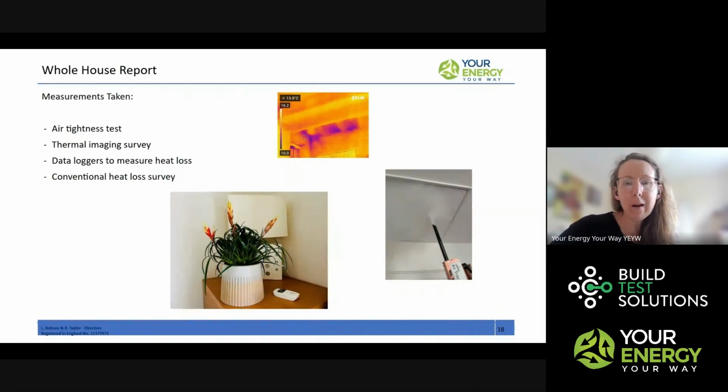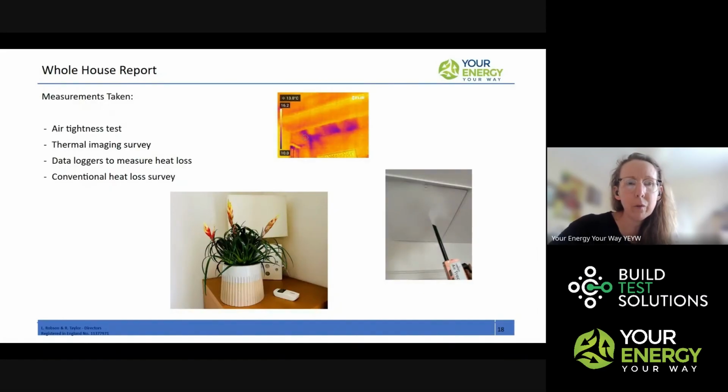So we did a number of measurements on this house. We started off with the conventional heat loss survey, as Richard has described, adding up all those different sources of heat loss from the building. And we came at a figure that would have led us to put in a 12 kilowatt heat pump. So I think we were somewhere around the 10 kilowatt mark.